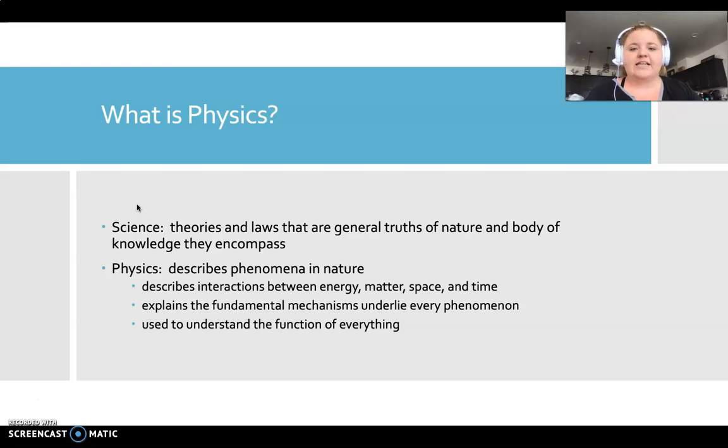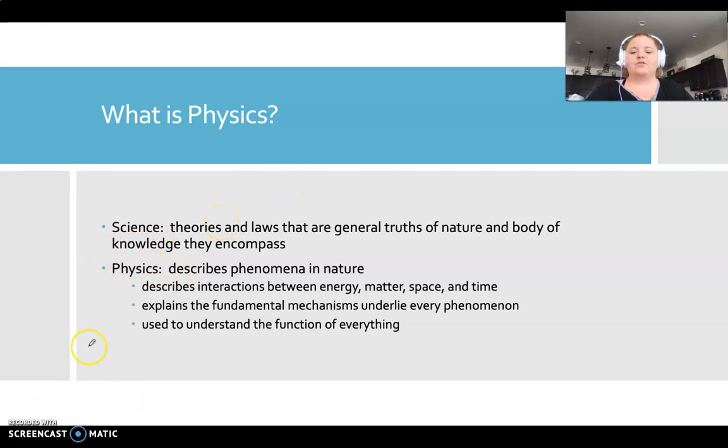So remember that science is a set of theories and laws that are general truths of nature and the body of knowledge they encompass. So we have many different sciences. In particular, we are going to be focusing on physics.